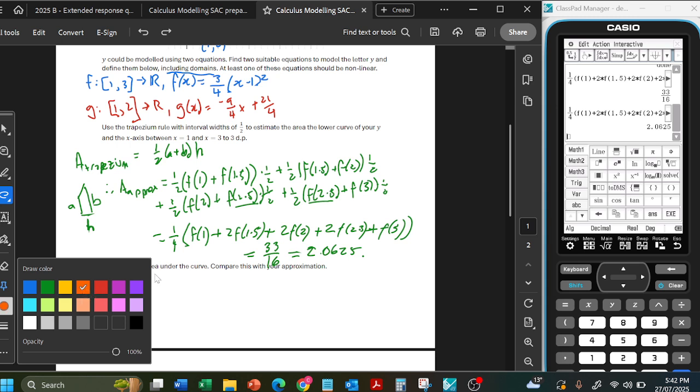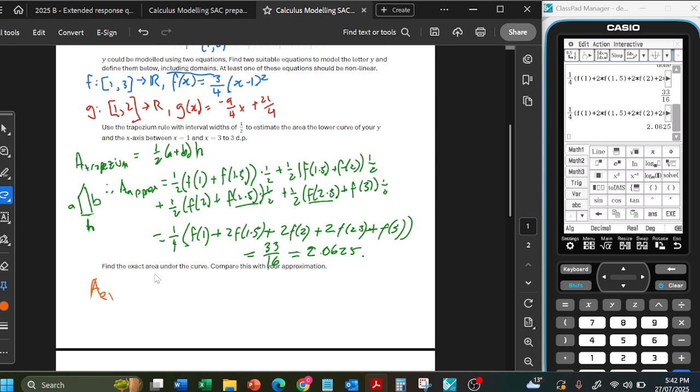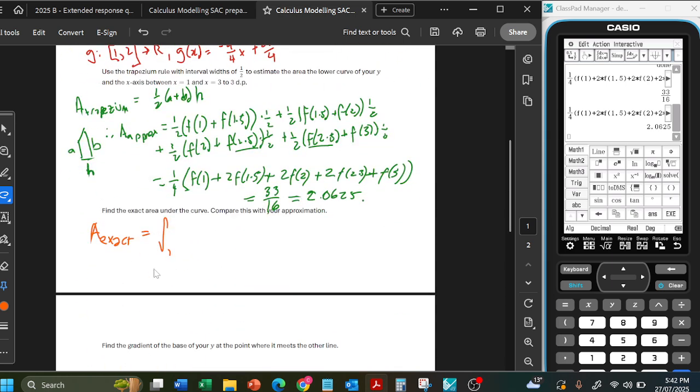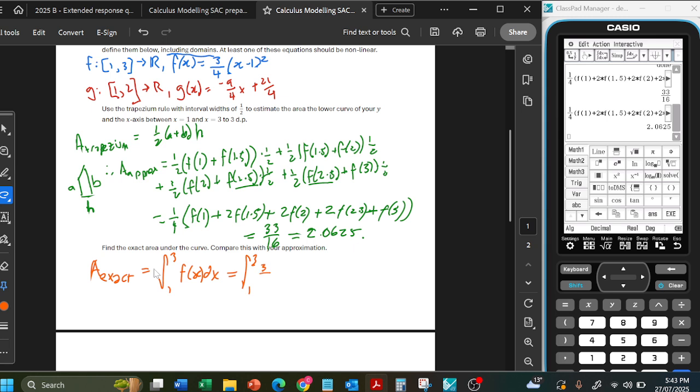We're going to call this the exact area. The way that we find the exact area is, of course, using the definite integral. So we're trying to find the exact area from x equals 1 up to x equals 3. So the way we write that is the integral from 1 to 3 of the function f of x. Subbing in our function f of x, this will look like the integral from 1 to 3 of this function, which is, once again, 3 over 4 times (x minus 1) squared dx.